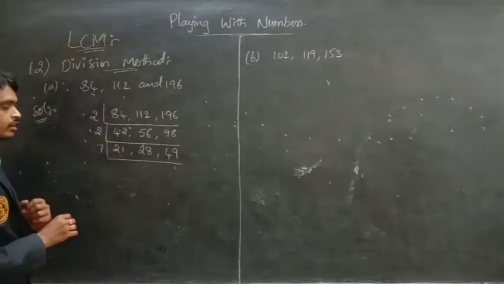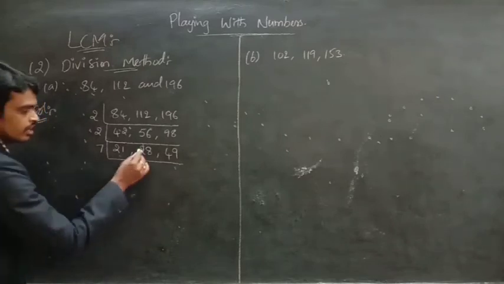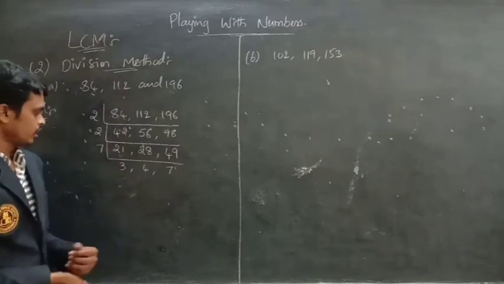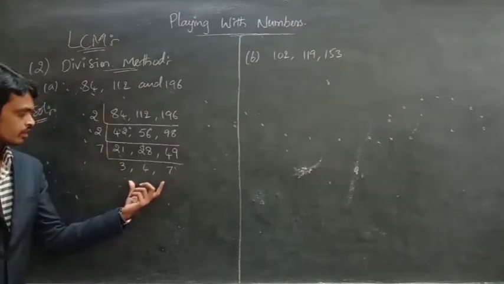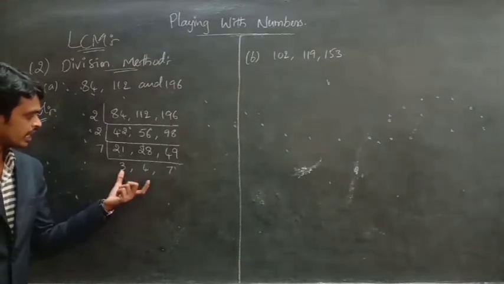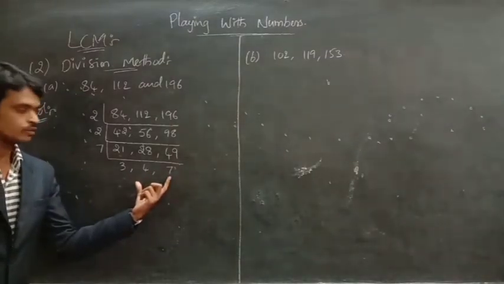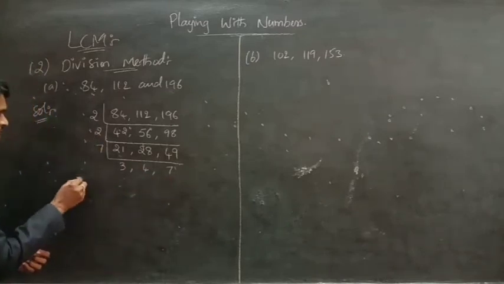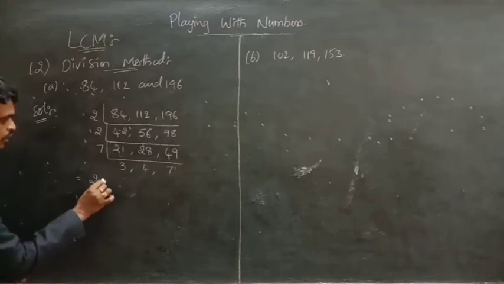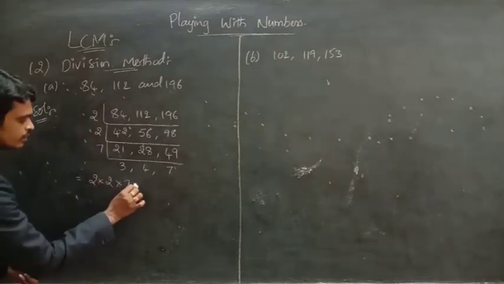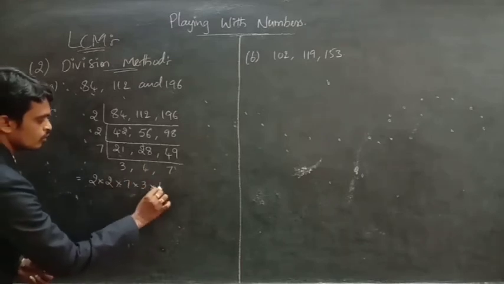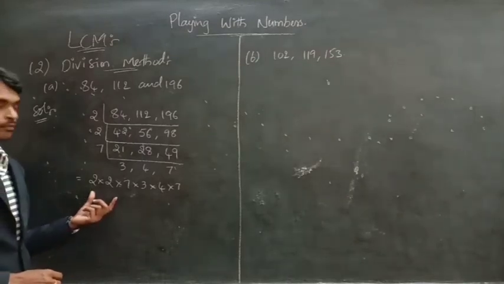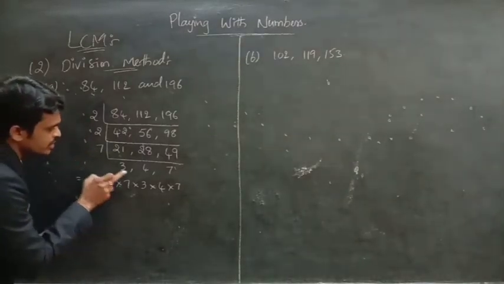Let us divide with 7. 7 threes are 21, 7 fours are 28, 7 sevens are 49. Can we divide with any number more? No. Why? Because 3 and 7 are prime numbers. We can't go for further factorization. So let us write these numbers as a product: 2 into 2 into 7 into 3 into 4 into 7. Now we will find the LCM by multiplying these numbers.